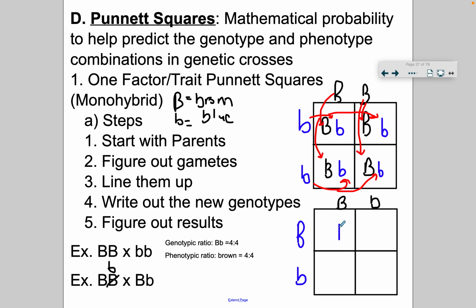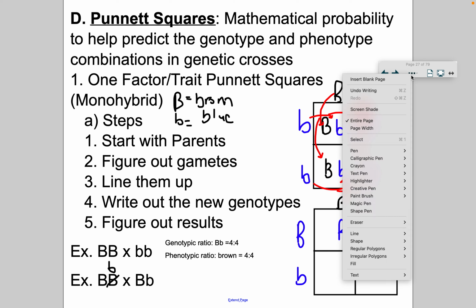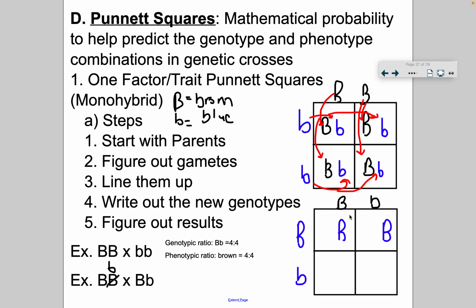All right, so now I'm going to fill in. So this big B goes here and here. And I'm going to switch my pen. And the big B goes here. Here, so you always write your capital letters first. This little b, whoops, see, I already messed up. Go me. Slide this over.